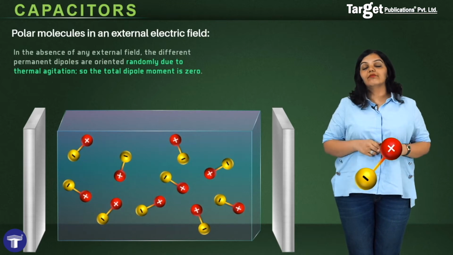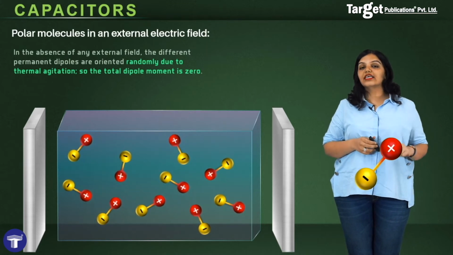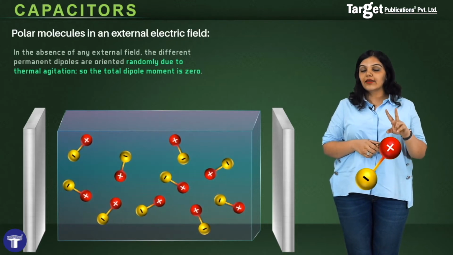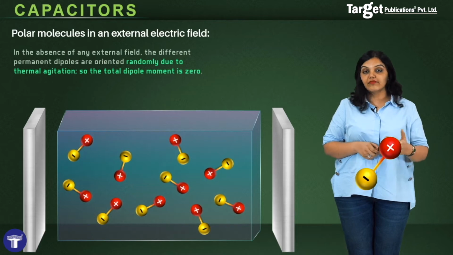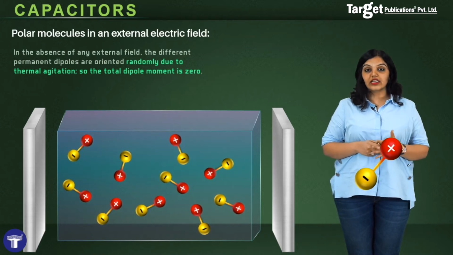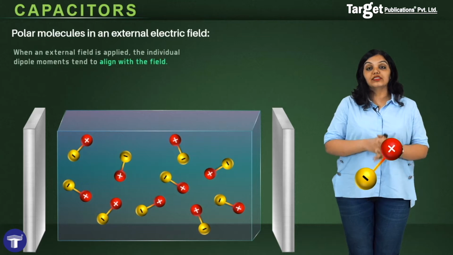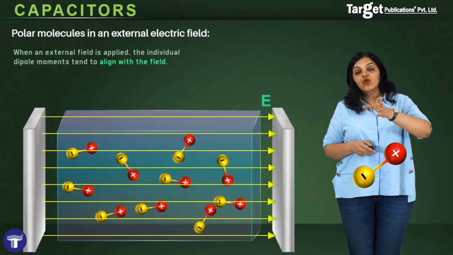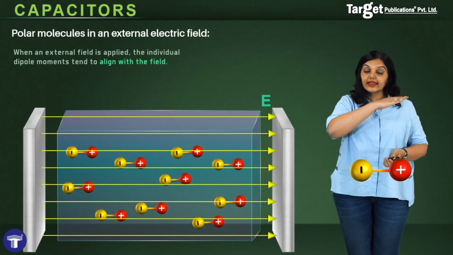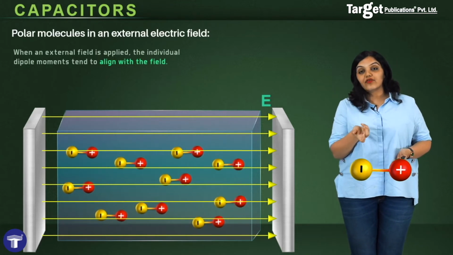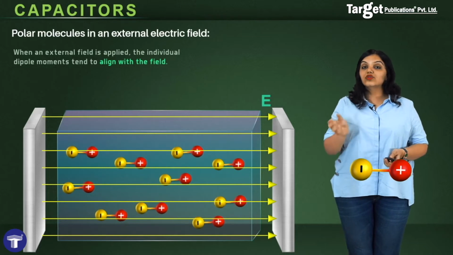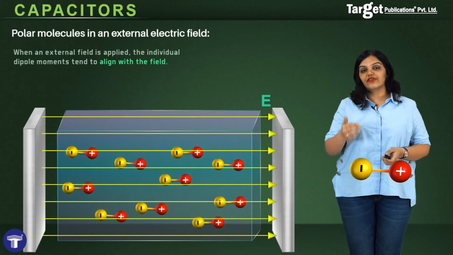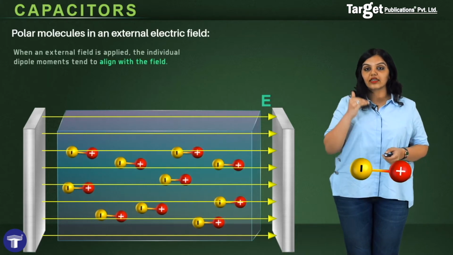So now we come to ask the question, what happens if you place these polar molecules in an external electric field? What will happen? The second type of effect of dielectrics, that is alignment. And therefore we say that when an external field is applied, the individual dipole moments all tend to align with the electric field. So they will all move in the direction of the electric field and get themselves aligned in such a way that they have to travel the least angle. It will turn through the smaller angle to align itself with the electric field. So this is the alignment effect of the electric field on the polar molecules.